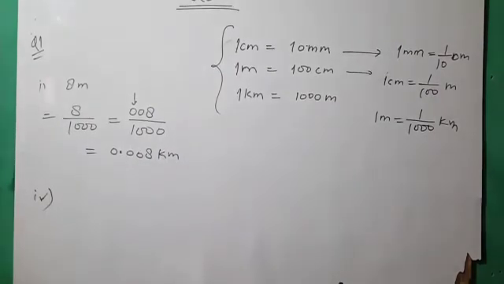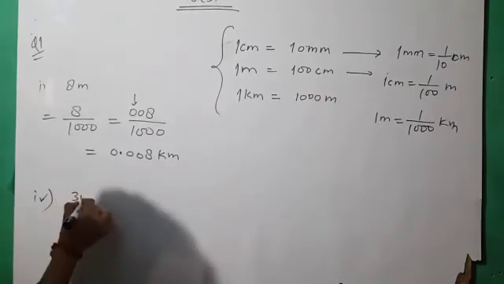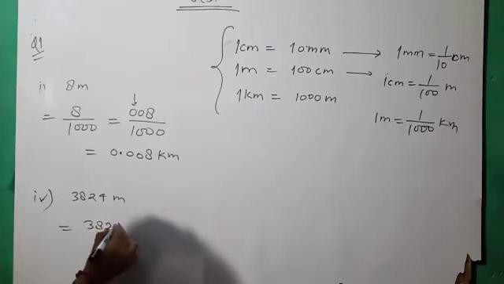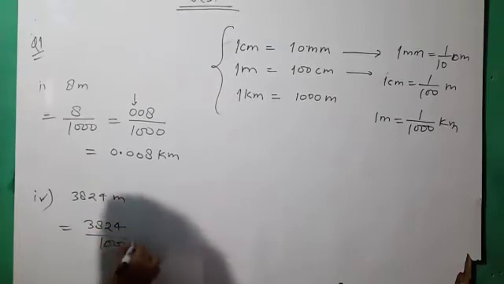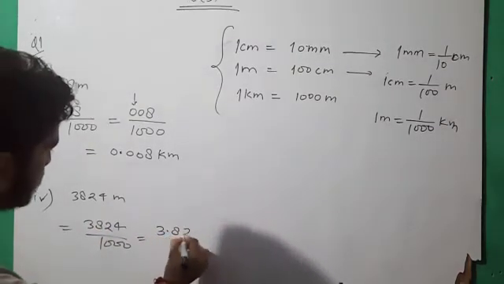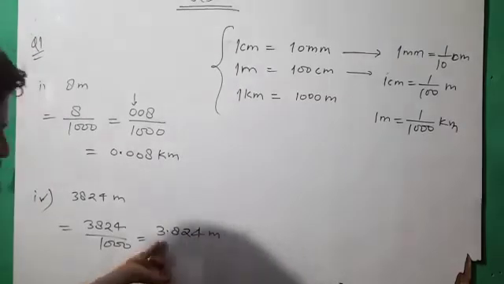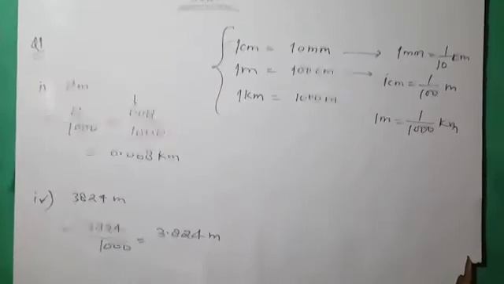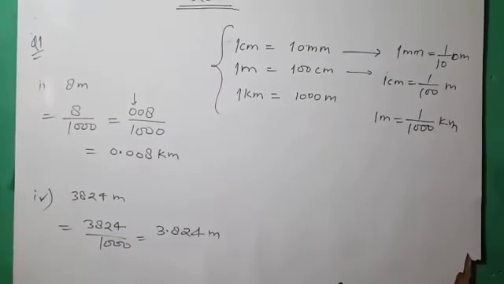Now the fourth part is 3824 meter. Very simple question. 3824 meter, divided by 1000. So it becomes 3.824 kilometer. Okay, 3.824 kilometer. Now question number 5. Using decimal notation, express 6 meter.